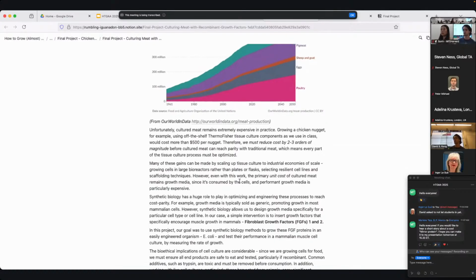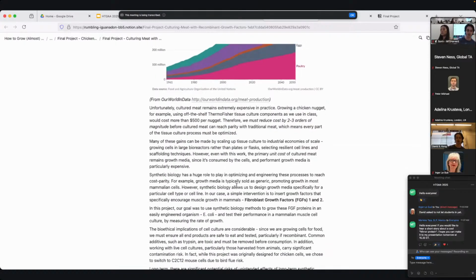Some of that cost reduction is going to be in industrial processes. A lot of it's going to be in the growth media. The growth media is a consumable. It doesn't get cheaper. So anytime we can make the growth media more efficient or reduce the cost of it, that's incredible. And that's what I was trying to do with this project.